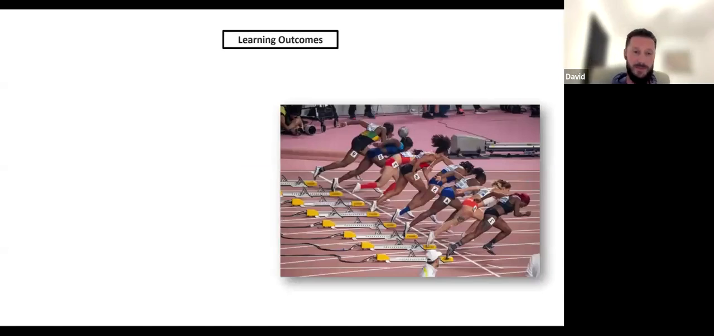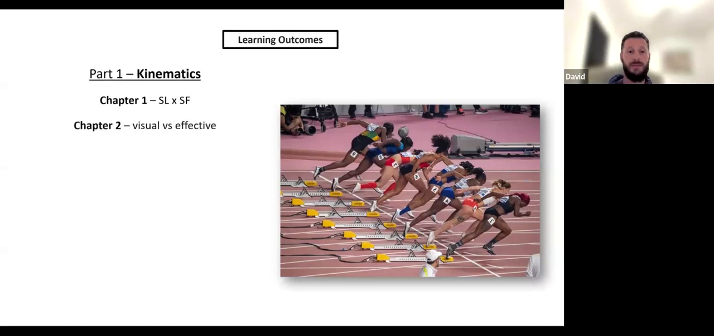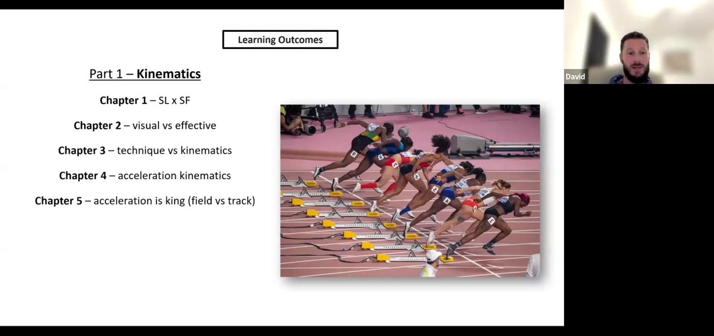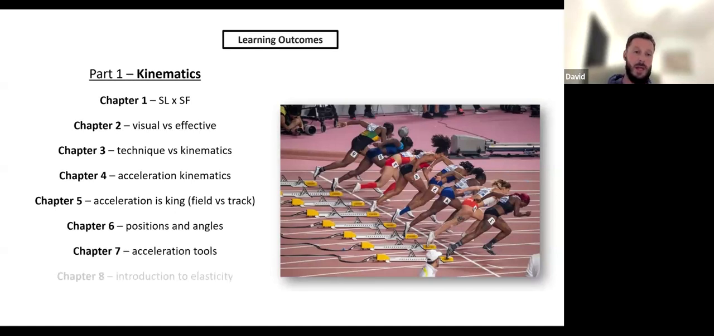So today, specifically, we're going to look at stride length and stride frequency. We're going to look at the visual versus effective, the technique versus kinematics. We're going to look at acceleration kinematics, and why acceleration is king, both in field sport and track sports. We're going to look at the difference between positions and angles, the tools required for acceleration, an introduction to elasticity, and then we're going to look at field-based testing.